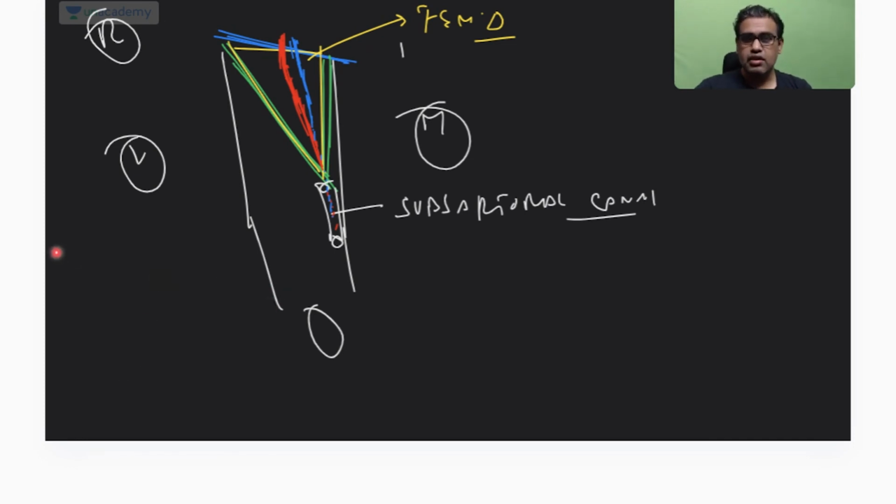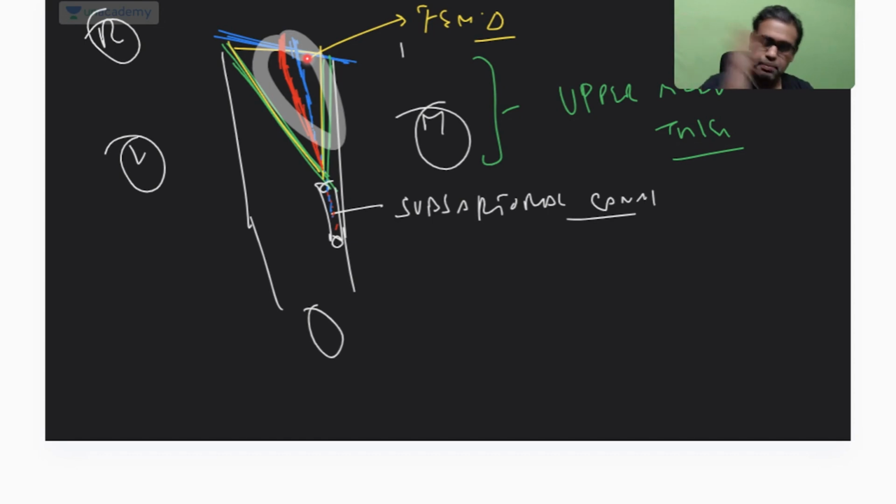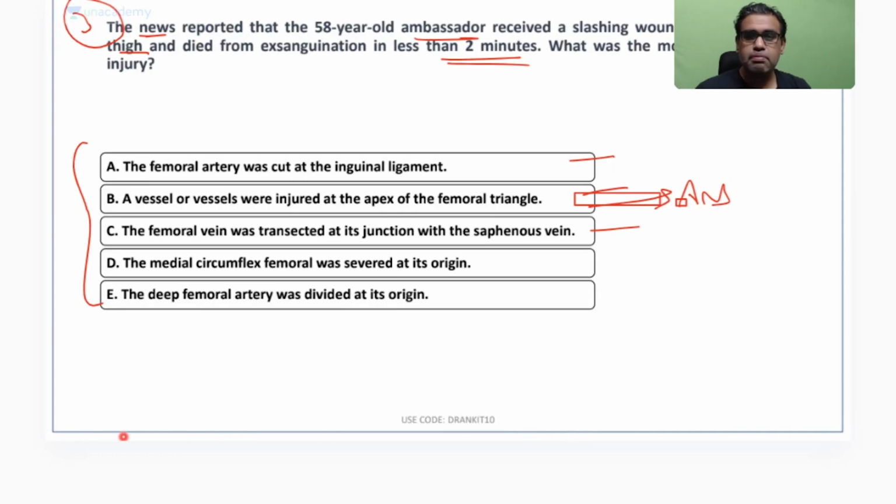Now, where was the injury? In the upper medial thigh. Where is the femoral triangle? The femoral triangle itself is in the upper medial thigh. These two important vessels, which are the lifeline for the lower limb, lie in the triangle, in a depression, then come slightly superficially to enter the subsartorial canal. Here he got the injury in the upper medial thigh at the apex of the triangle, where both the vessels are very close to each other, and therefore the patient died. So the answer is a vessel or vessels injured at the apex of the femoral triangle.